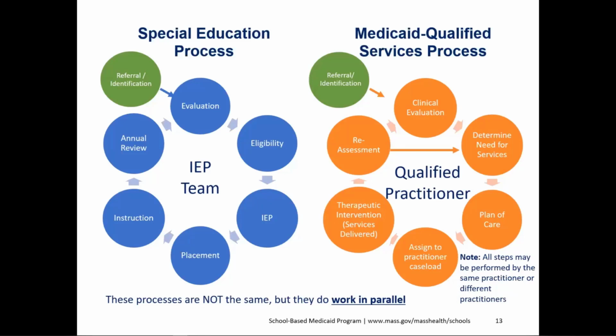Then the therapeutic interventions or services are provided, and at some point the student will be reassessed and they'll determine the need for continuing services or alteration of services and so forth. So it's very much a similar cycle. All of these steps in the cycle could completely be performed by the same practitioner or different practitioners. It doesn't matter.